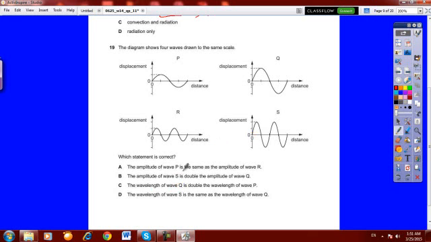The wavelength of wave Q from here to here is double the wavelength of wave P, which is wrong since they are equal. 1, 2, 3, 4. 1, 2, 3, 4. The wavelength of wave S is the same as the wavelength of wave Q. Wavelength here is from this point to this point, which is smaller than Q. So the only correct answer is A.